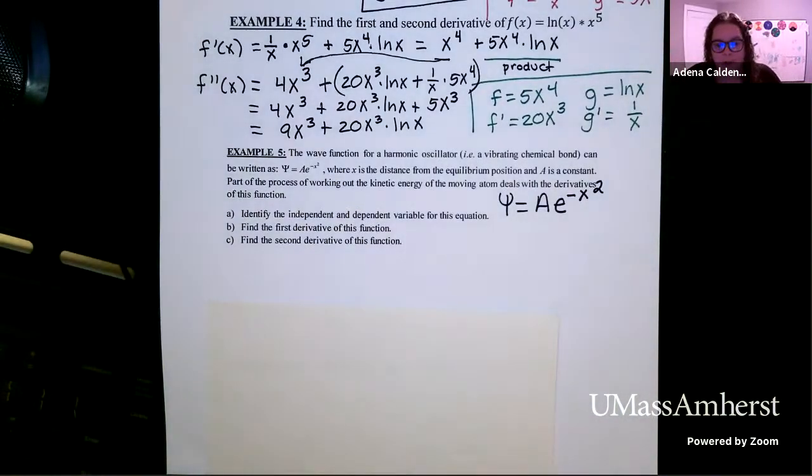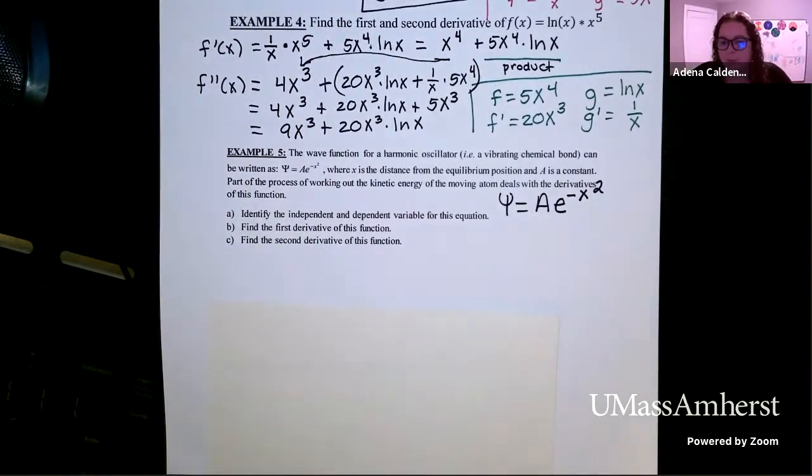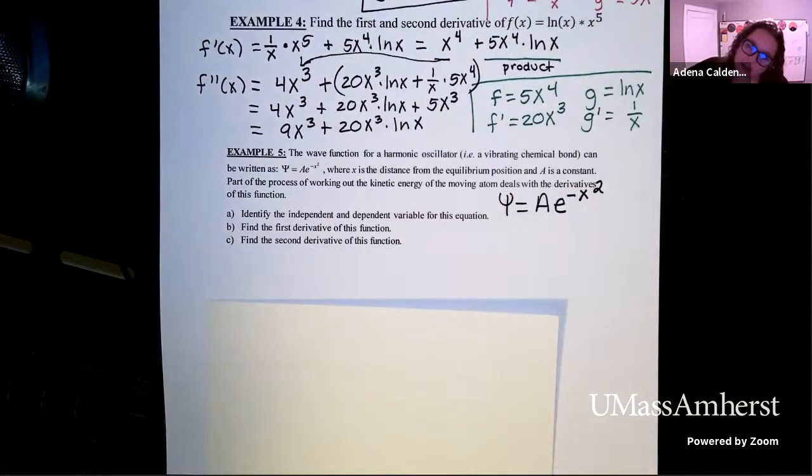So there's 3 questions here. Part A is to look at this function and identify what is the independent and dependent variable for this equation. So that goes back to chapter 1. Part B is to find the first derivative of this function. So in order to do that, we have to know what is a constant and what is a variable. And for part B, to find the first derivative, we actually have to use a chain rule. So we have to go back to what we learned last week.